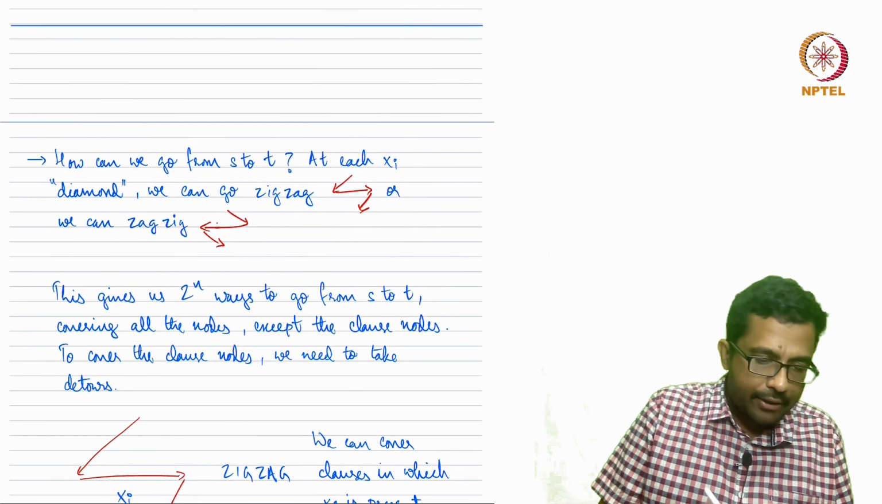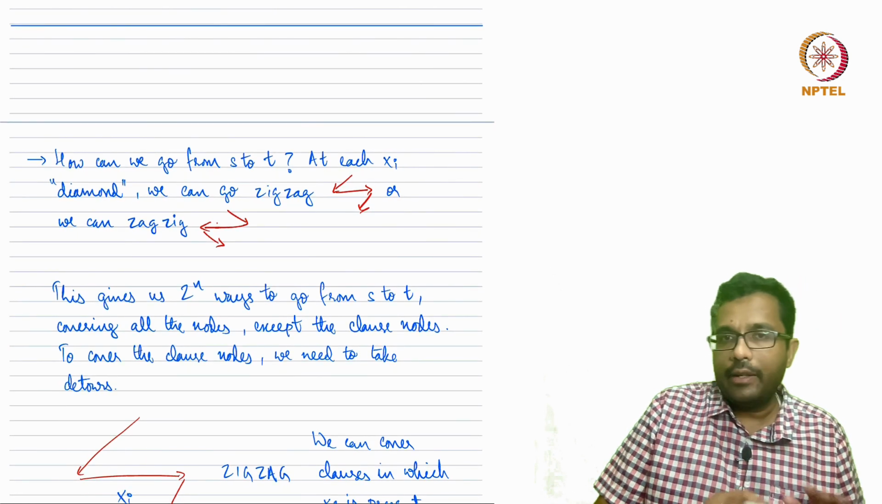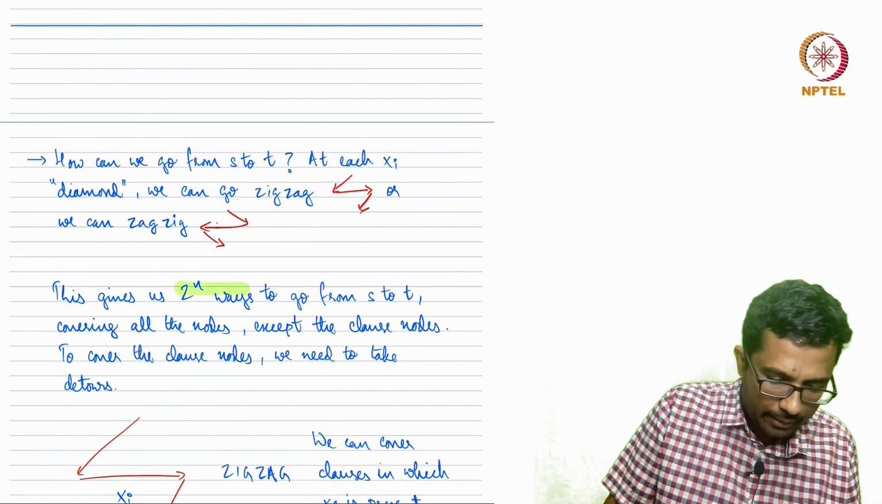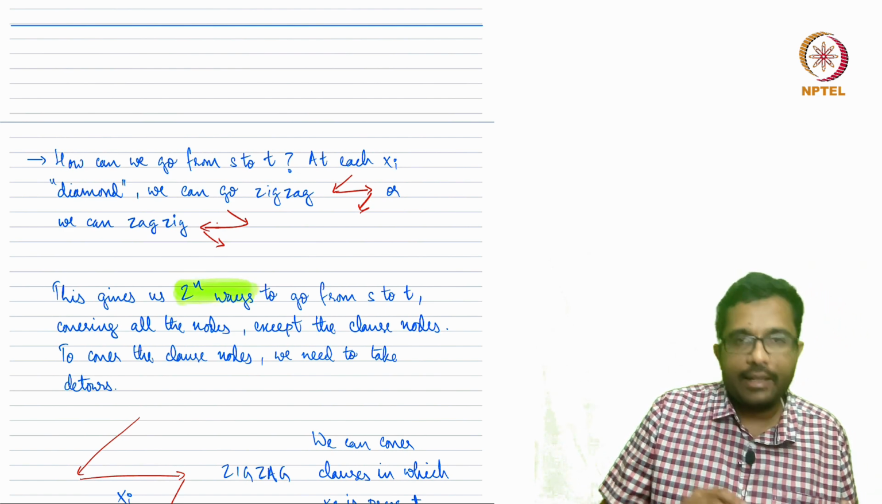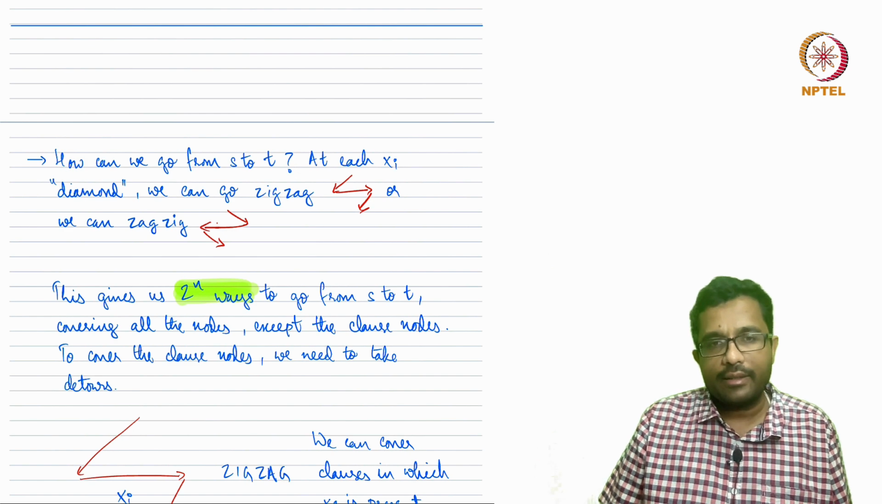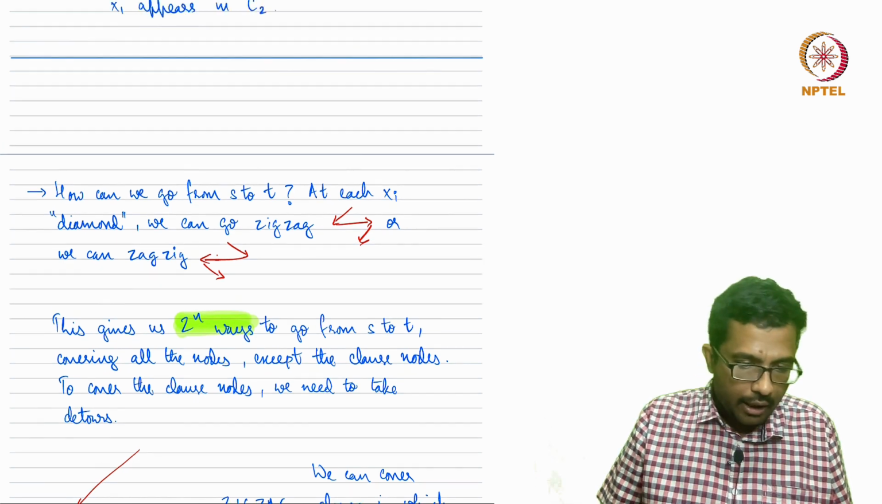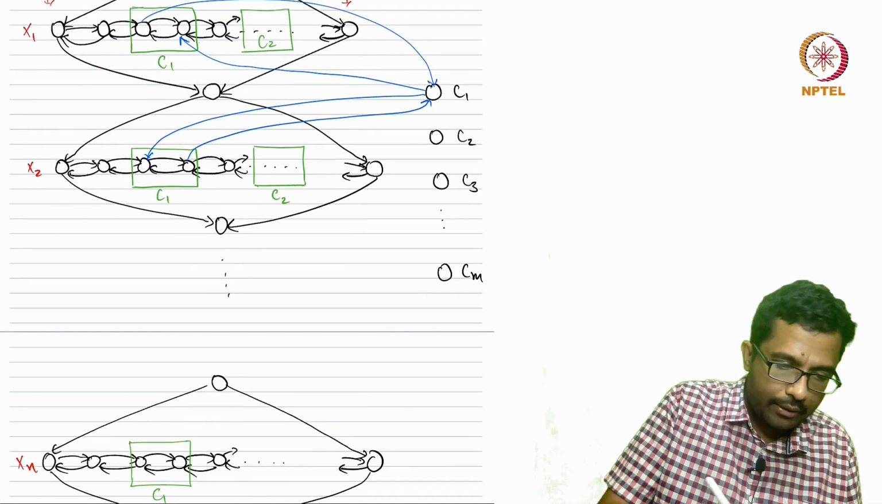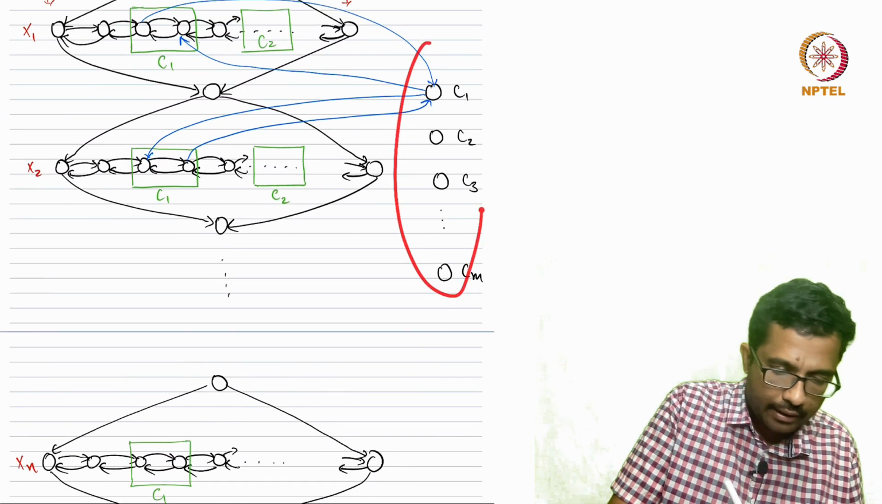And this is something I already mentioned. We can go from S to T. If we ignore the clauses, there are 2 power n ways to go from S to T. Basically each diamond you can zigzag or zag-zig. Now how are we going to include these clause vertices?